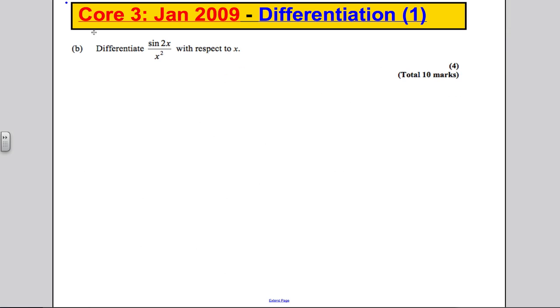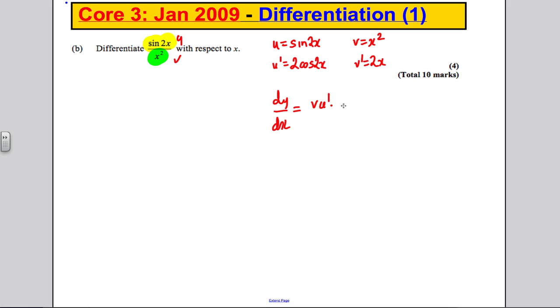Okay, next, differentiate the following with respect to x. Again, you should be spotting this is a u divided by v. It's a quotient rule. There's your u, there's your v. u is sine 2x. u dash is therefore 2 cos of 2x. v is x squared, and so v dash is 2x. Always write down your quotient rule so it helps you remember it. So it's vu dash minus uv dash over v squared.